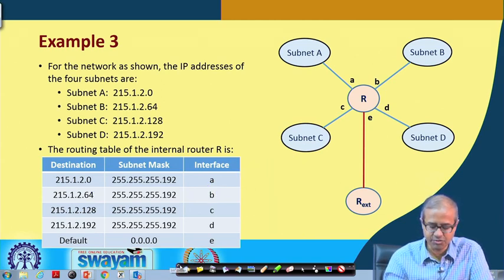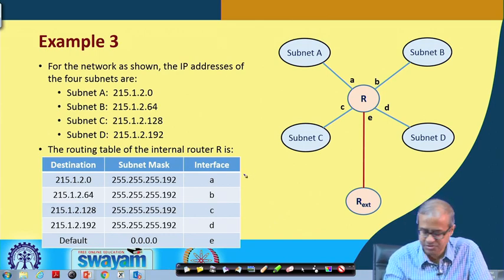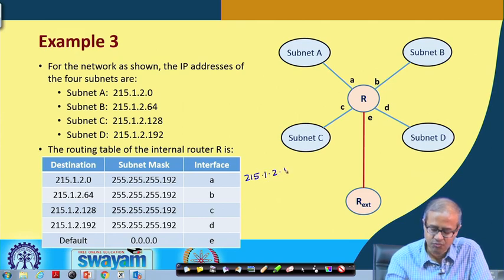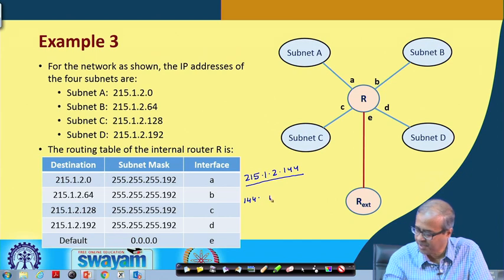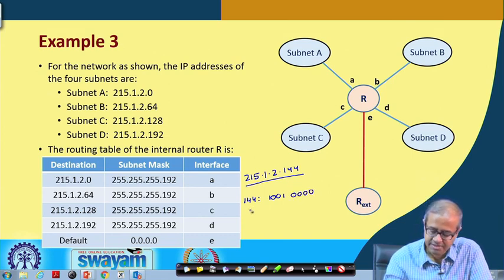Let us look at the third one. The third one had an IP address of 215.1.2.144. Now, let us do a similar exercise. What is 144 in binary? 144 is 1001 0000, and this 192, as I said, is 1100 0000. If I do a bit by bit AND, we get 1000 0000, which is 128.